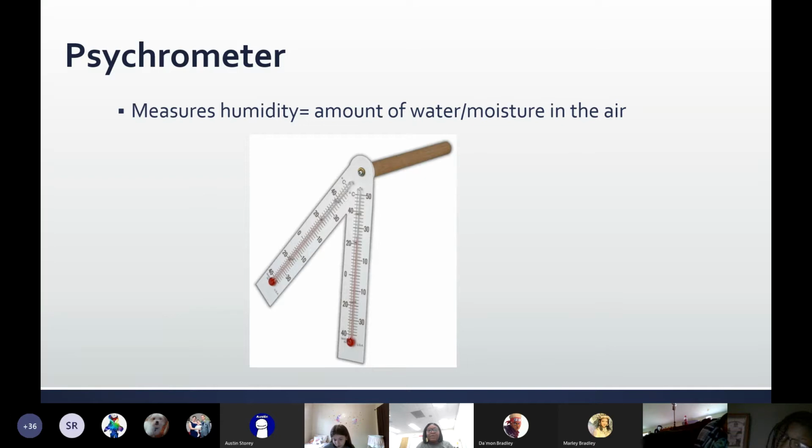So the psychrometer measures the amount of water or moisture in the air. You do not have to draw the picture. You just need to write down psychrometer under the column that says humidity on your table chart, and tell me what the psychrometer does, which is in this bullet here.